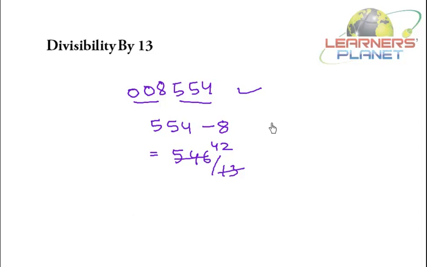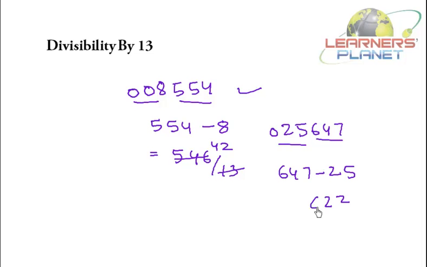Now we are having a number 2, 5, 6, 4, 7. Okay, we try to make the group of 3. Now 647 minus 25. We will be getting 7 minus 5 is 2, 4 minus 2 is 2 and 6.